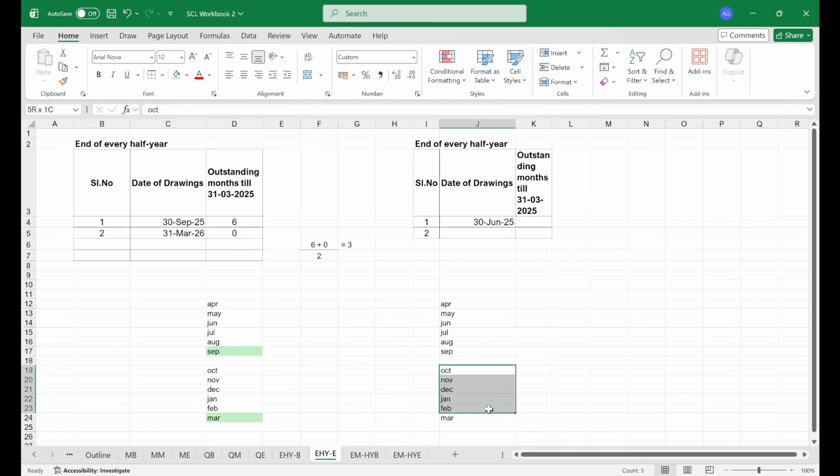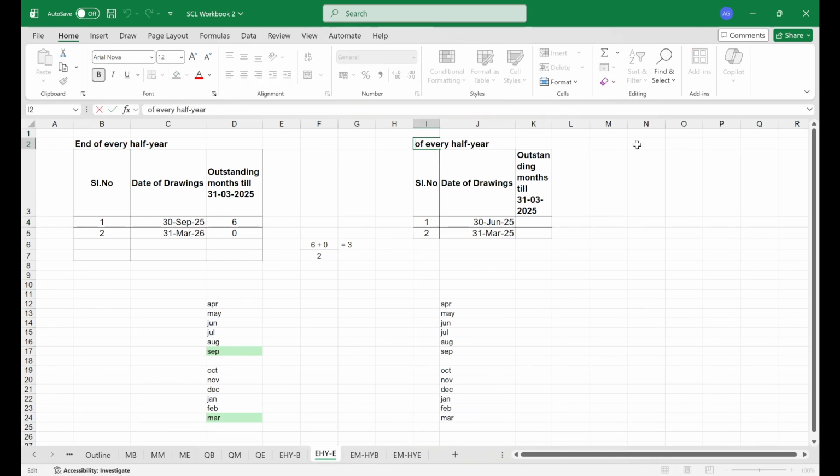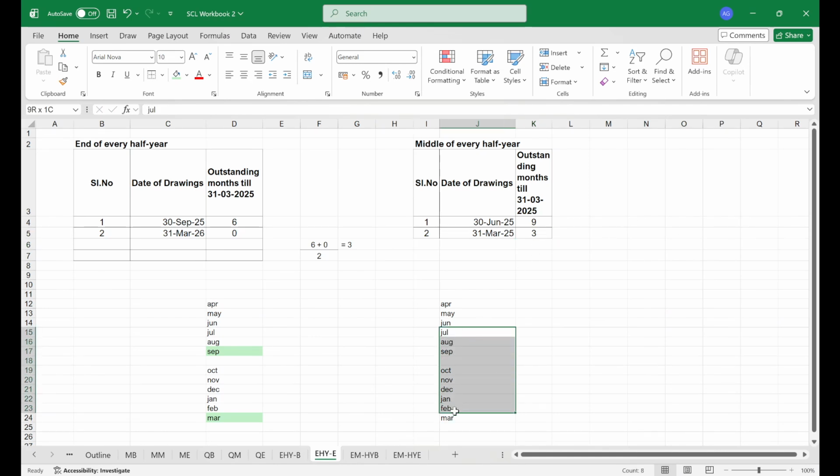And what is the second half year? October to March. What is the right middle of second half year? Which is 31st December. Therefore, let me write 31st December 2025. Okay, now compute how many months are there from 30th June till 31st March 2026. So you will have 9 months. Here you have 3 months. So January, February, March, you have 3 months. Here you have 9 months until March.